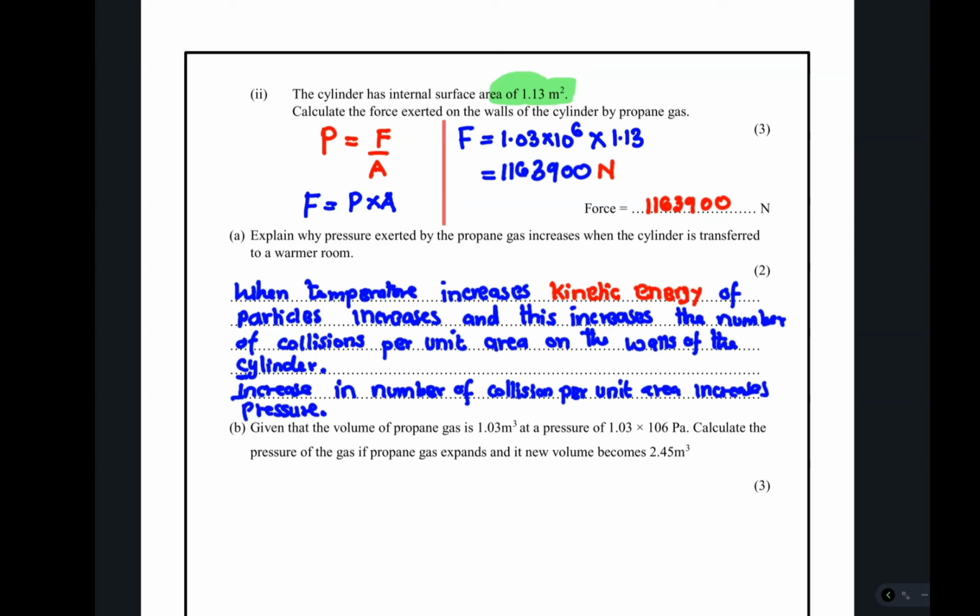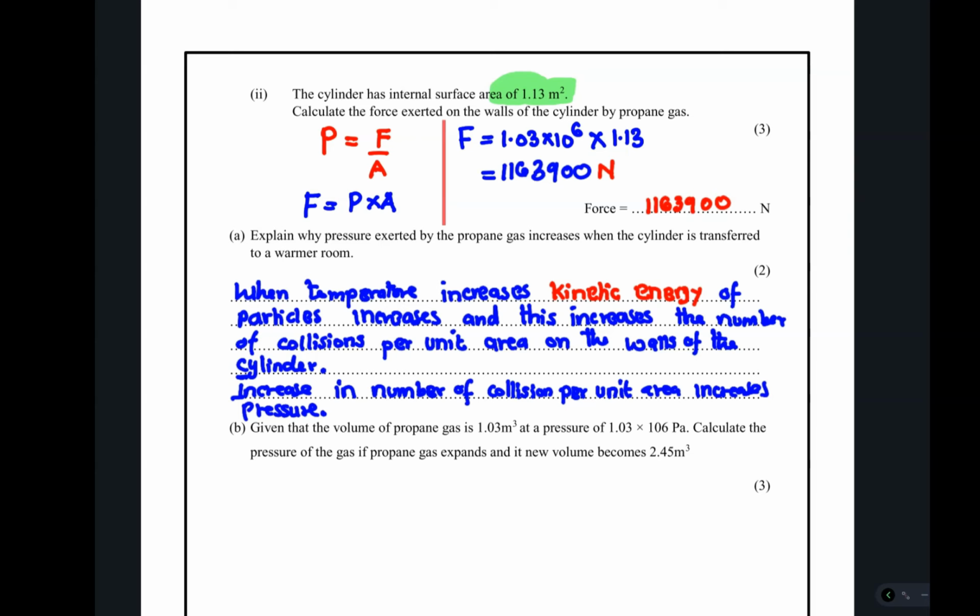Moving to part B, given that the volume of propane gas is 1.03 meter cubed at a pressure of 1.03 times 10 raised to power 6, that should be power 6. Calculate the pressure of the gas if propane gas expands and its new volume becomes 2.45. Now you see, when volume increases, pressure is going to decrease.